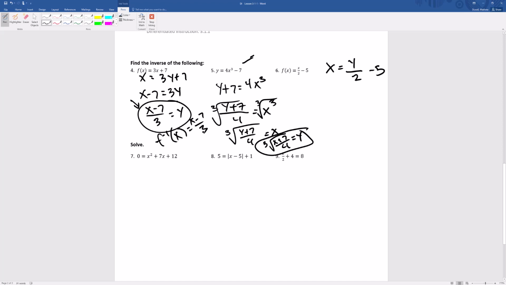For the last 3 here, where it says solve, number 7, this is quadratic, so we've got to solve it with quadratic. This is absolute value, right? So this is where we do the whole plus or minus thing. And then we can just get x by itself, subtract 4, multiply it by 2, etc.